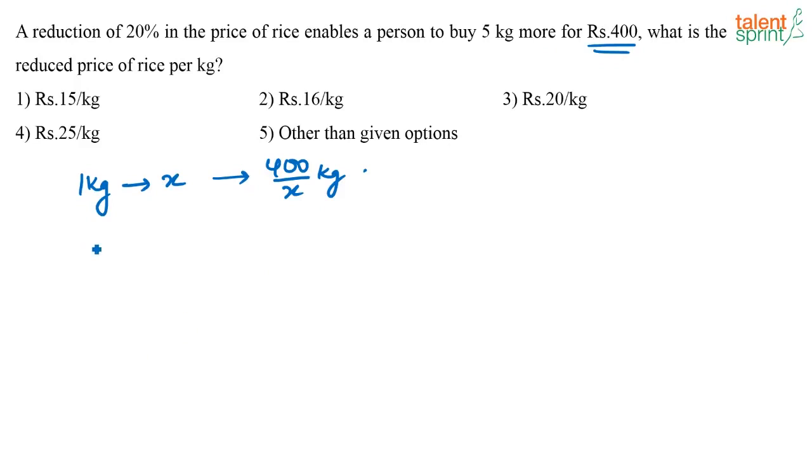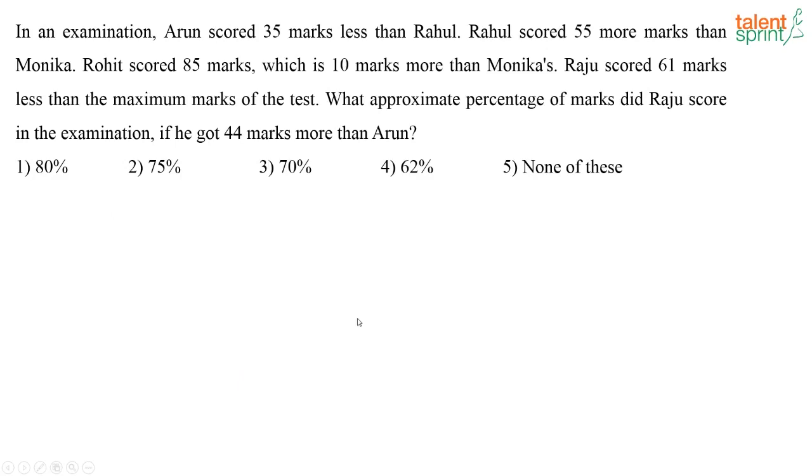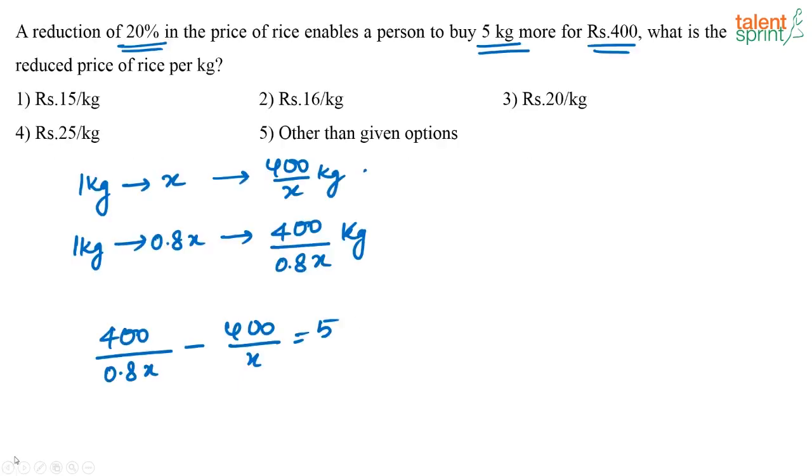Now what is the current price of 1 kg of rice? It is reducing by 20%, means it is becoming 0.8x. Now when the price of rice is 0.8x, how many kgs of rice can I buy for 400 rupees? I can buy 400 divided by 0.8x kgs of rice. Now what is given here? This person is buying 5 kg extra, so 400 divided by 0.8x minus 400 by x is equal to 5. Solve for this and you will get the value of x.